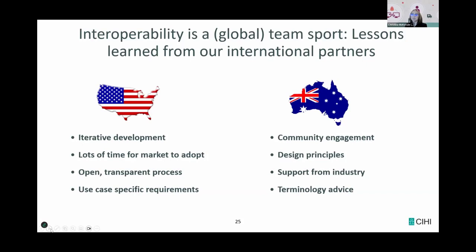So some of the lessons that we've learned from our colleagues are the ones that you see here on the screen. Including taking an iterative development approach. You don't want to be boiling the ocean, involving the community within a co-design approach, being very open and transparent, looking at use cases, receiving advice on the terminology from our experts. So all of these things are things that we're learning from our colleagues and that we're incorporating in our approach to help develop and build out the content of the framework. And I'll talk a little bit more about that in a couple of slides later.